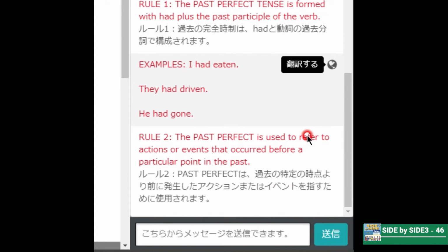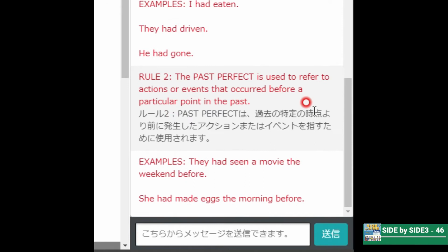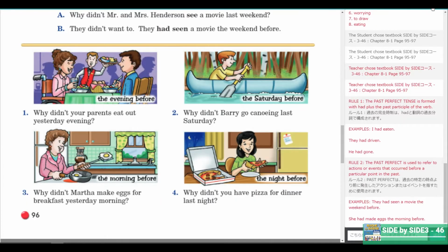In rule number two, it states here that the past perfect is used to refer to actions and events that occurred before a particular point in the past. For example, they had seen the movie the weekend before. So it happened before the time occurred, right? Yes. Okay, another example. She had made eggs the morning before. That's the past perfect tense, okay? So is everything clear with this grammar rule?